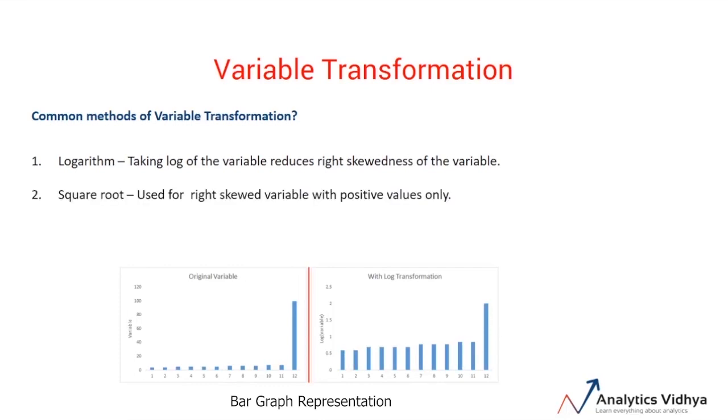Next is the square root. Square root transformation also helps us in reducing the right skewed variable, but this is only applicable when we are using positive values inside the variable. So this doesn't work when the variable has negative values. So for that purpose, we use cube root transformation. Cube root transformation can work with positive or negative values of any right skewed variable.